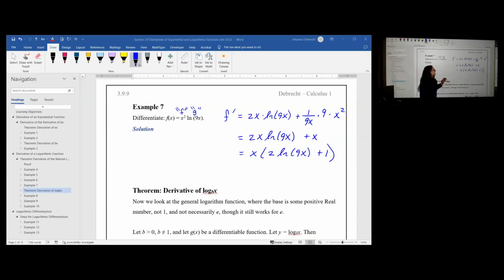Let's compare results. This is actually a relatively short problem where you have to apply the product rule. The derivative of x squared is 2x, and we multiply by the second factor. Then we take the derivative of natural log of 9x, which is 1 over the 9x, times the derivative of 9x, which is 9. And then we multiply by the first factor, which is x squared. The 9 will cancel, and one of the x factors from the numerator will cancel, leaving a plus x for the second term. If you were looking for zeros, you could factor out the common factor of x.